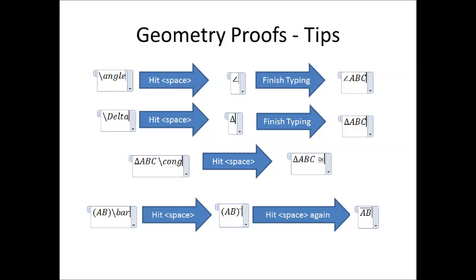Finally, we're going to use a lot of line segments in our proofs. And this one's a little tricky, which is why I've left it for last. But you need to first indicate with parentheses what you want the bar over. So here I have parentheses AB and parentheses.